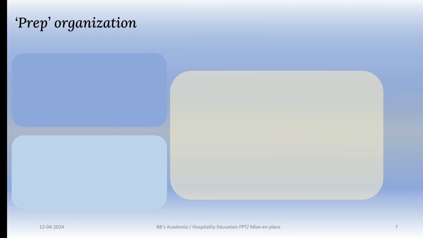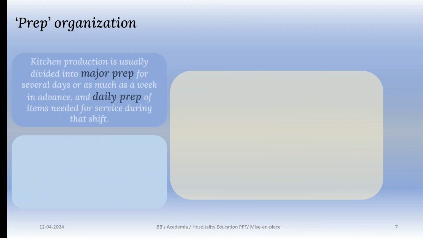Let us see the prep organization, how the prep can be organized. Kitchen production is usually divided into two major preps. One is a major prep for several days or as much as a week in advance. And there is a daily prep of items that are needed for service during the shift. Like if I require a brunoise of carrots for garnishing a consomme, I cannot keep this brunoise cut one week before. It will be cut at the time of service only, for the garnish.